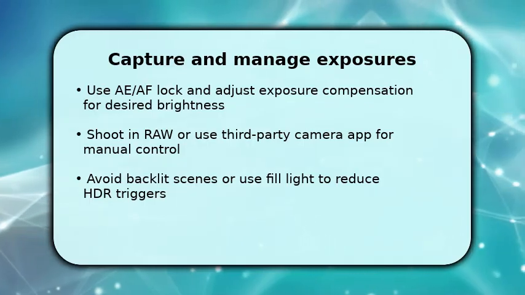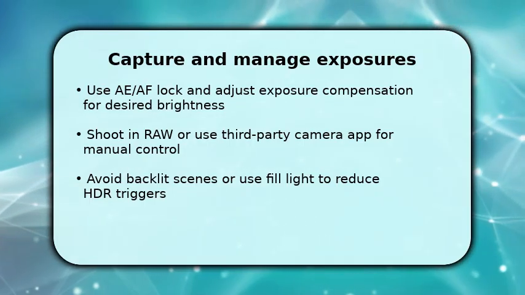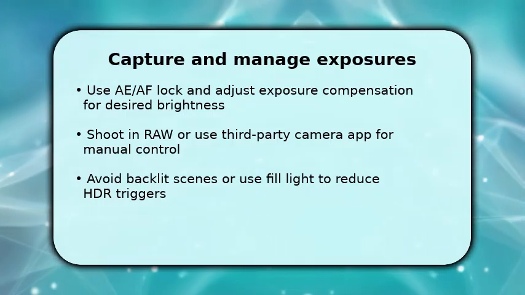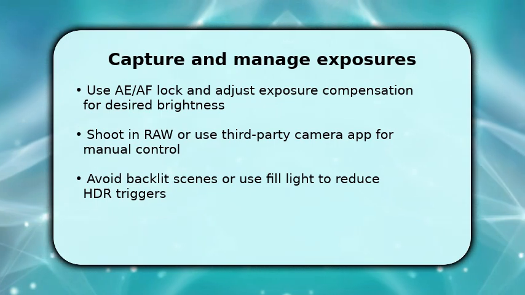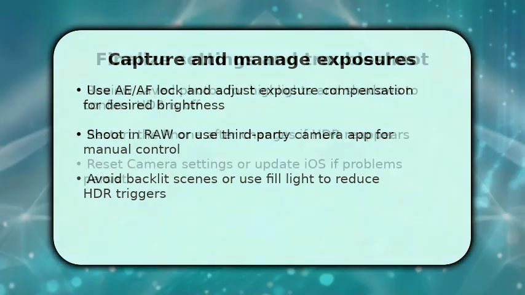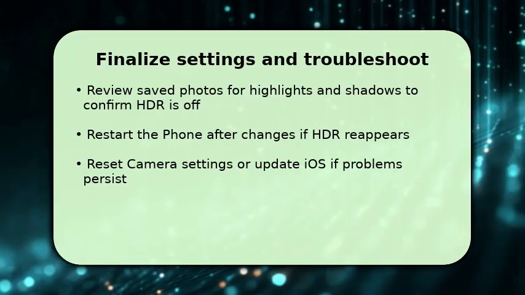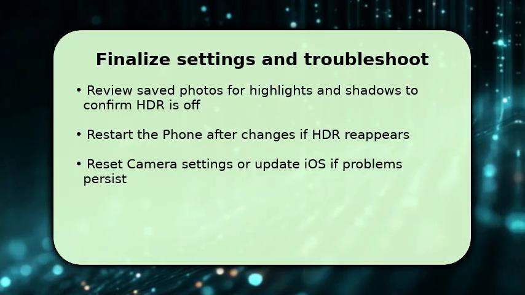If you need faster results, use lower dynamic range scenes and steady lighting, which reduce the phone's tendency to want HDR. Finish by reviewing recent photos at full resolution. Check highlights and shadows to confirm they look unblended. If HDR still appears, restart the phone to apply settings, then recheck camera options.